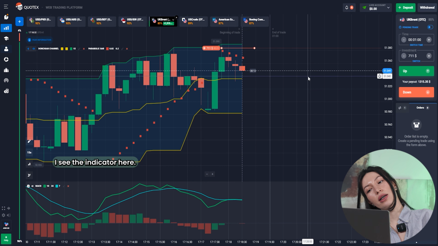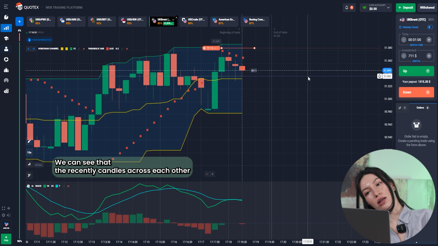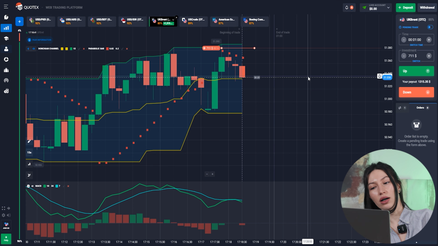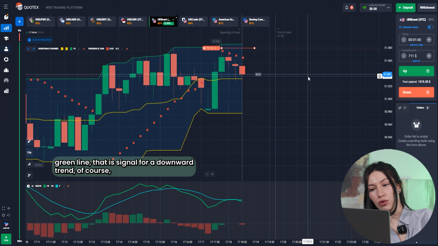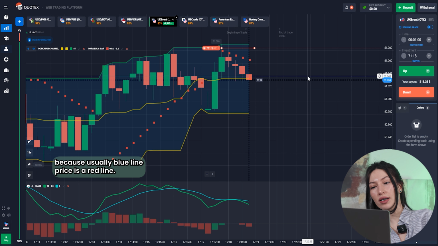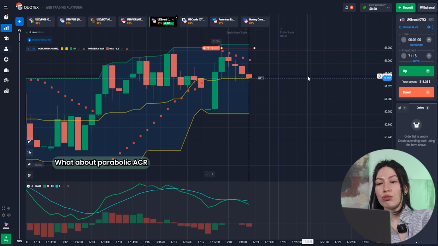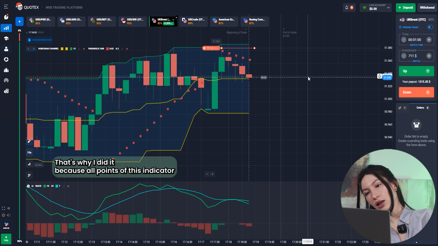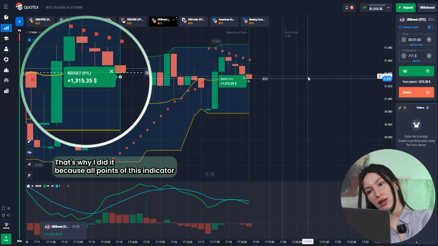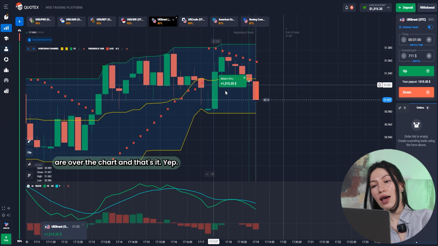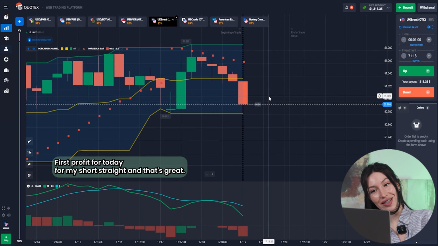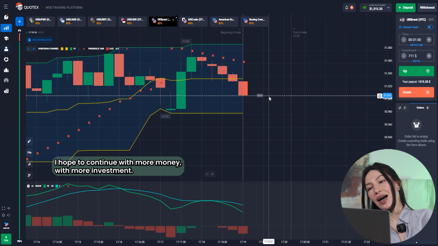Okay, what about the MACD indicator? Here we can see that recently the lines crossed each other. Right now the blue line is above the green line. That is a signal for downward trend, of course. What about parabolic SAR? Here, guys, is also a good tip for us for clicking on down. That's why I did it, because all points of this indicator are over the chart. And that's it. Yeah, first profit for today for my first trade, and that's great. It's a really good beginning. I hope to continue with more money, with more investment.